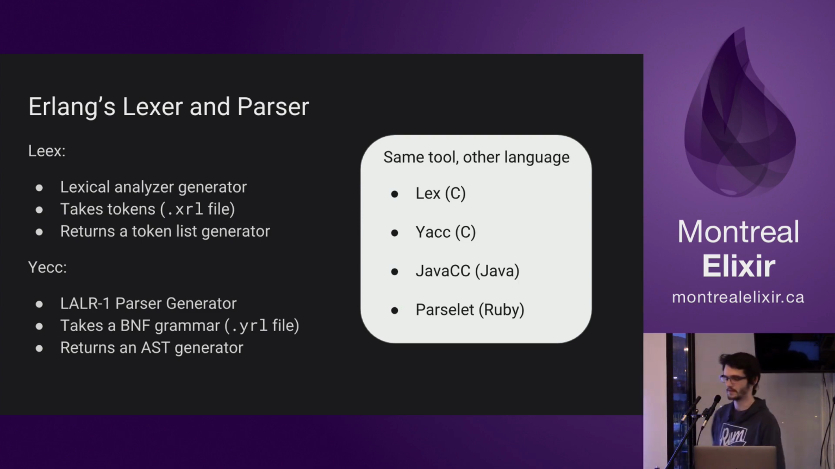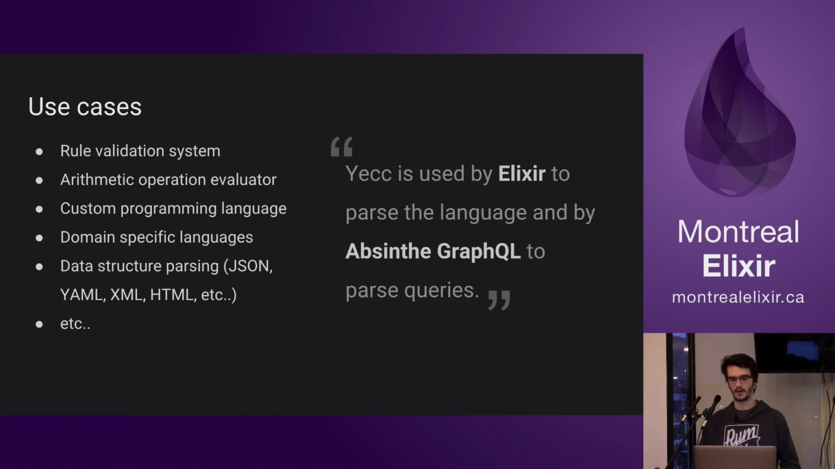I know it's more of Erlang, but you'll see that it becomes really easy to use in Elixir, and it's really fun to use, and maybe very handy. Even though it might be a concern-specific tool, it has many use cases. It may serve as a rule validation system, an arithmetic operation evaluator, a custom programming language, or data structures, and lots of things. Elixir itself uses it to parse the language, and Absinthe uses it to parse GraphQL queries and mutations. Through the presentation, we will be writing a JSON parser using these two. You'll see that it's much simpler than it looks.